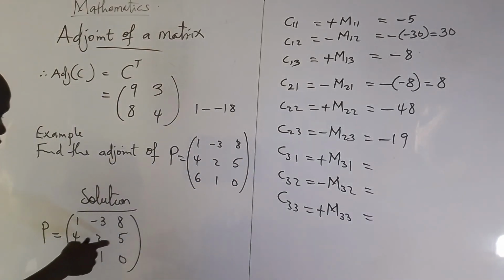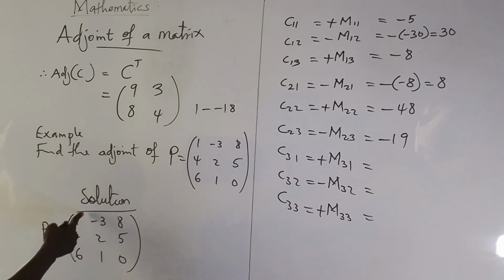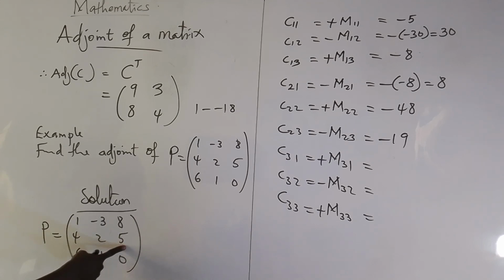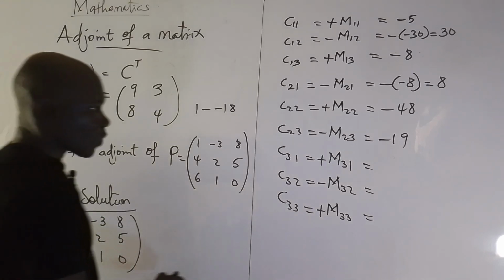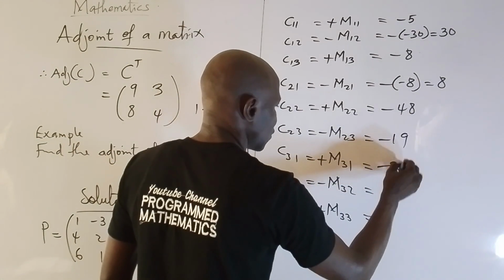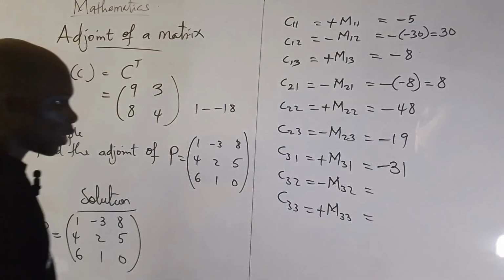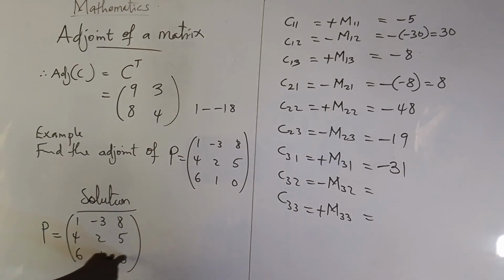Then M31. M31 is third row, first column. So this is minus 3 times 5, that's minus 15. Minus 15 minus 2 times 8 is 16. So minus 15 minus 16, that's minus 31. So that is minus 31.